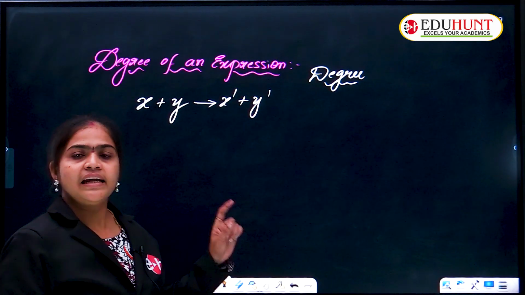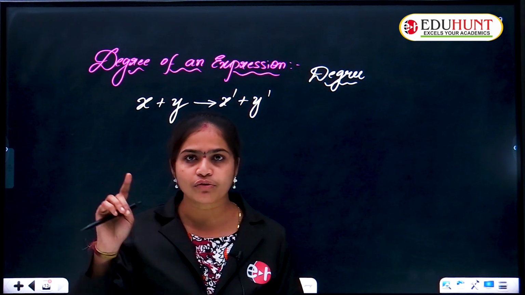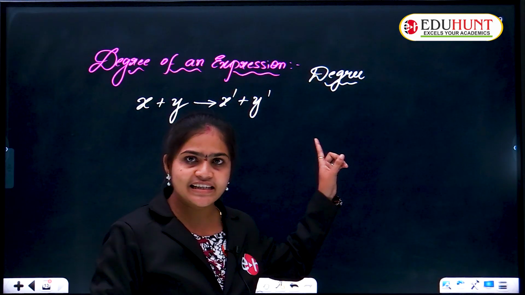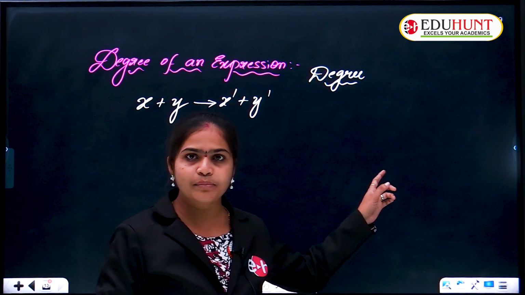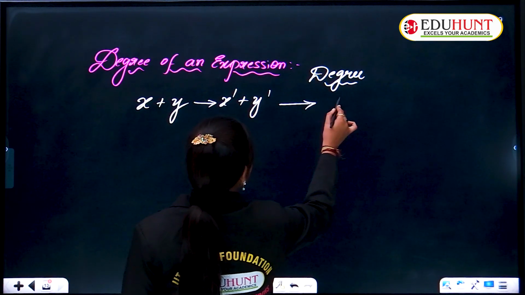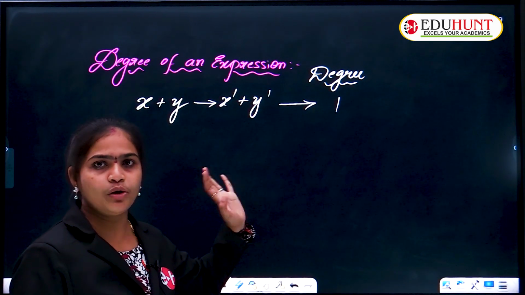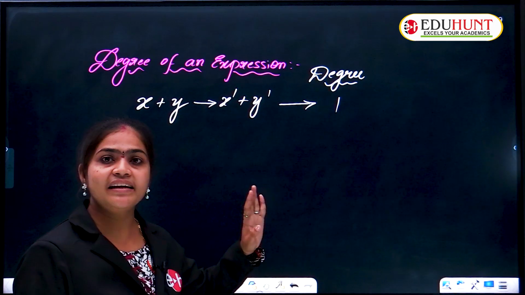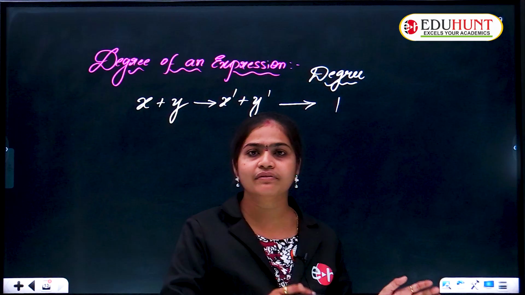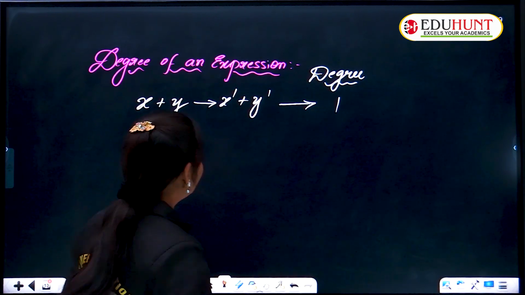And see one thing, if the term is containing multiplication, then only we have to take the addition of the powers. Then only we should take the sum of the powers. Here an addition symbol or minus symbol means we should not add the powers. Understood? Then what is the degree here? Degree is 1 only. Why? Because always calculate the degree of the term only. Which term is having the highest power? Which term is containing the highest power, that one only we consider as the degree of the expression. Understood?